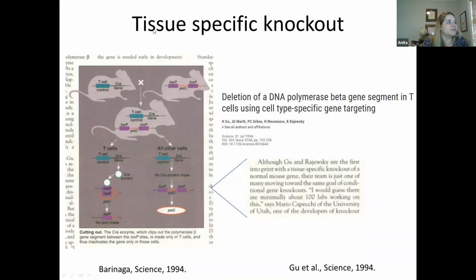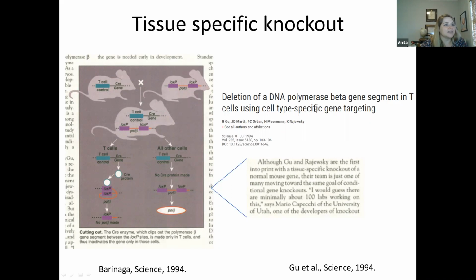A very simple way to use LOXP sites in pairs is tissue-specific knockouts. I did a deep dive on PubMed, and I found the first tissue-specific knockout. Basically they had a T-cell promoter driving the expression of Cre, and then they put LOXP sites around this endogenous gene, pol B, and basically got specific deletion of this gene, pol B, in T cells.